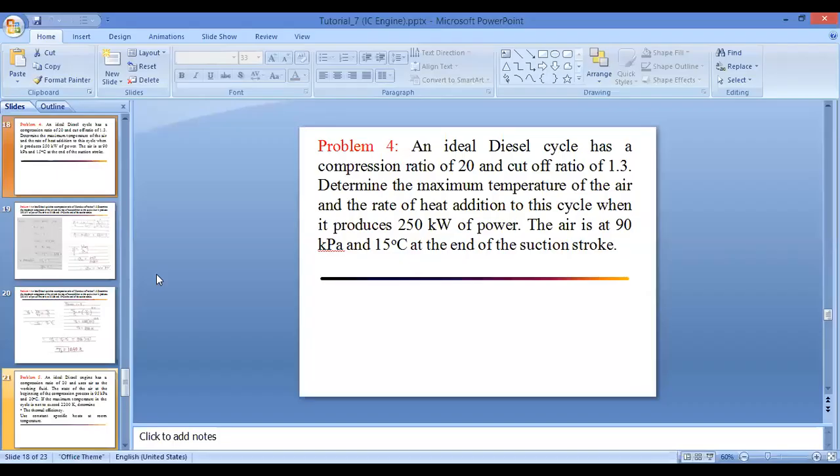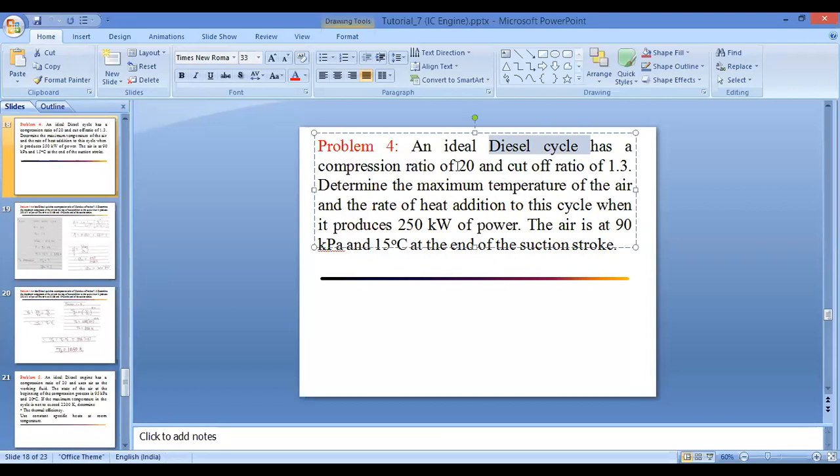Now, the fourth numerical, second last numerical: an ideal diesel cycle has a compression ratio of 20 and cutoff ratio of 1.3. Determine the maximum temperature of the air and the rate of heat addition to this cycle when it produces 250 kilowatt of power. The air is at 90 kilopascal and 15 degrees centigrade at the end of the suction stroke. See, type of the cycle, it is a diesel cycle. Compression ratio R is given, which is 20. Cutoff ratio is 1.3, which is RC. What is cutoff ratio? It is the ratio of volume after heat addition to the volume before heat addition.